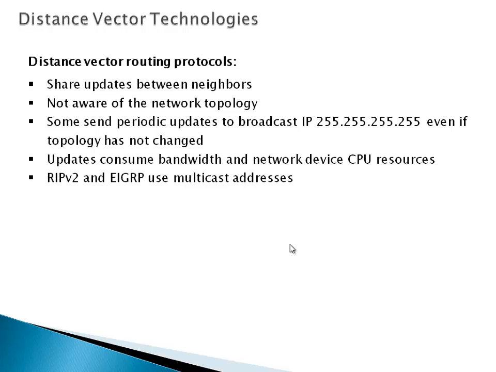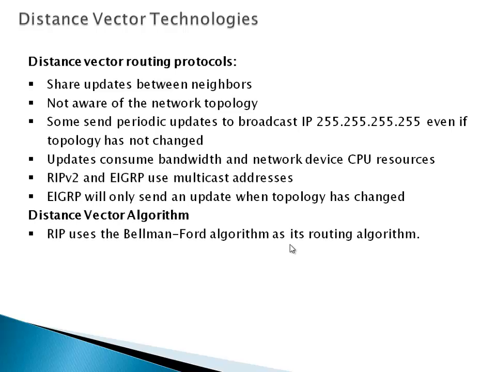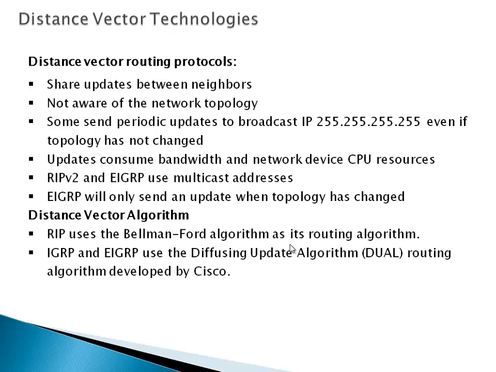RIP version 2 and EIGRP will use a multicast address. EIGRP will only send an update when the topology has changed. That's a much better improvement than RIP version 1 or version 2, because updates are sent only when something has changed, instead of periodically. The distance vector algorithm for RIP uses the Bellman-Ford algorithm as its routing algorithm. IGRP and EIGRP use the Diffusing Update Algorithm, or DUAL, a routing algorithm developed by Cisco.